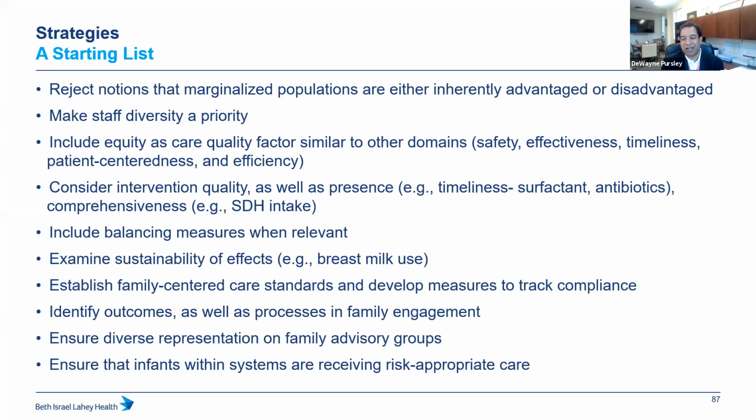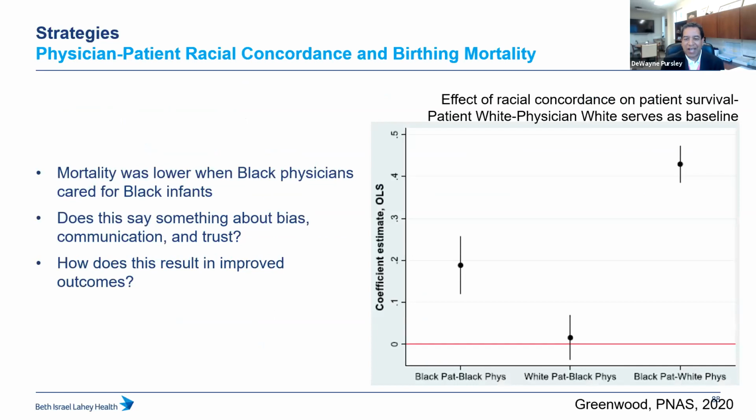Ensure diverse representation on family advisory groups. Give families of color a voice in formulating NICU policy. Ensure that infants within systems are receiving risk-appropriate care. Now, this shouldn't be much of an issue there in Texas, where you've developed and promulgated standards. I see Dr. Spear, Dr. Guillory, Dr. Savani there among the participants, and there are many others of you who were involved in developing these Texas standards. And these standards are quite important, as well as the incentives that you have in Texas to ensure risk-appropriate care.